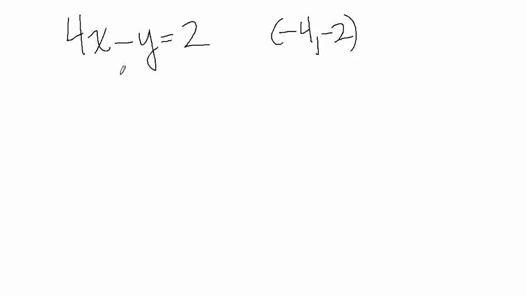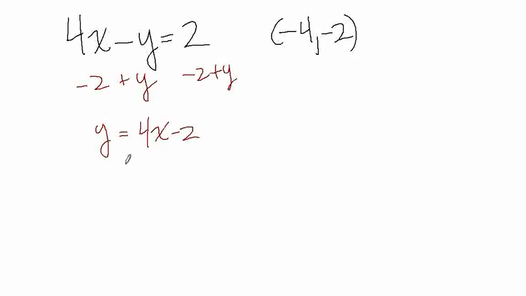Let me add y and subtract 2 from both sides. That will allow me to turn the original linear equation into slope-intercept form. So y equals 4x minus 2. So the original slope with respect to the given line equation is 4. So the slope of the perpendicular line, which is what we're looking for, is minus 1/4.